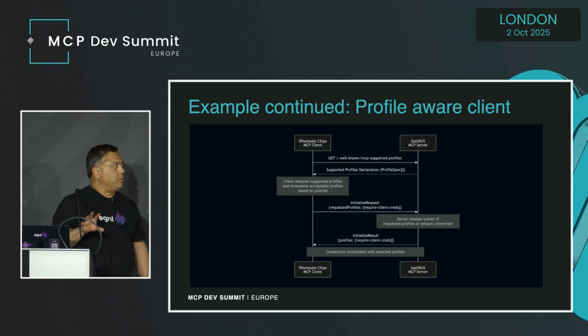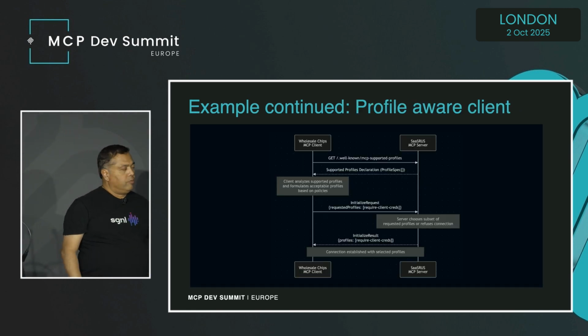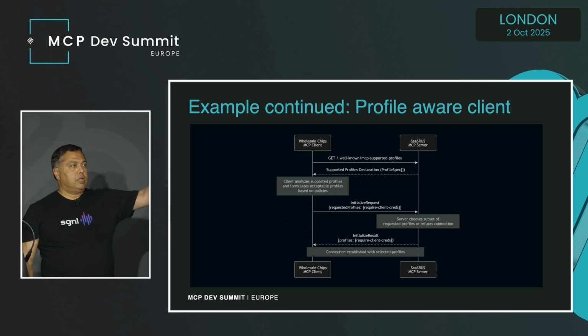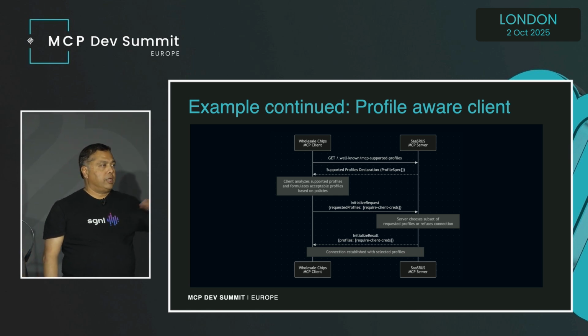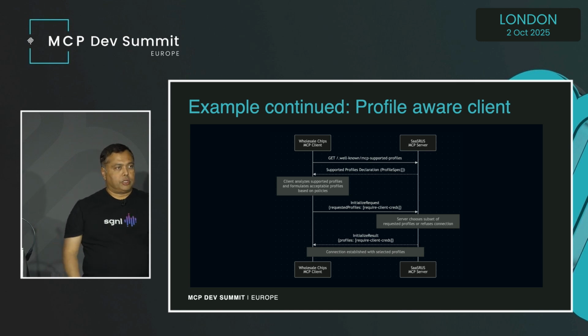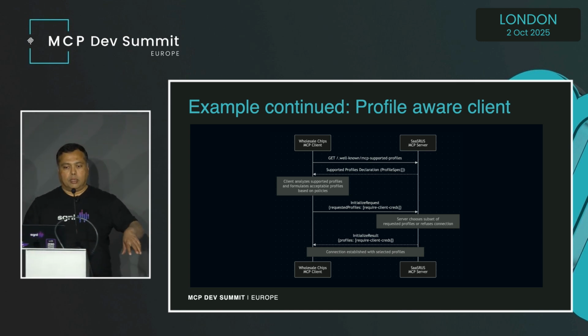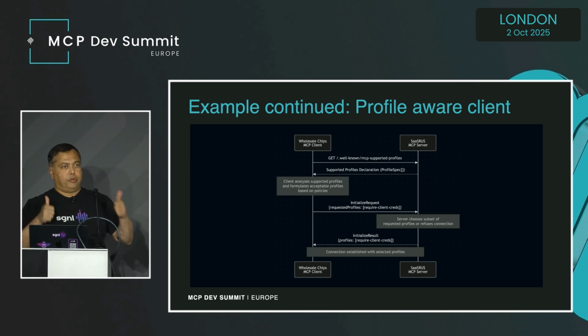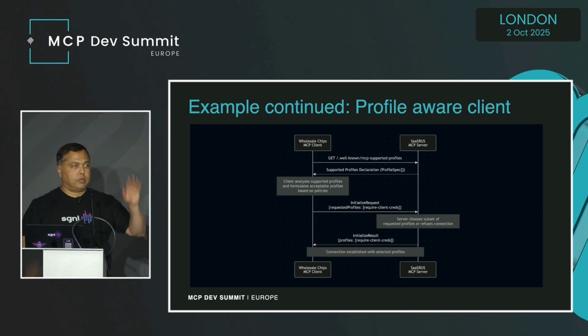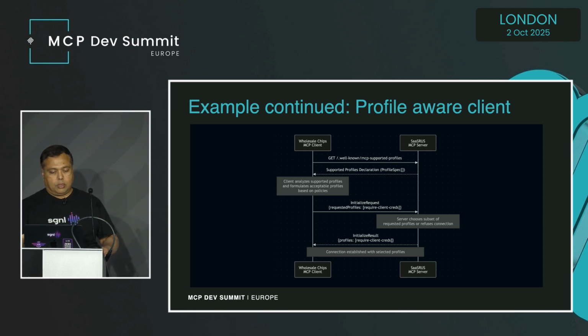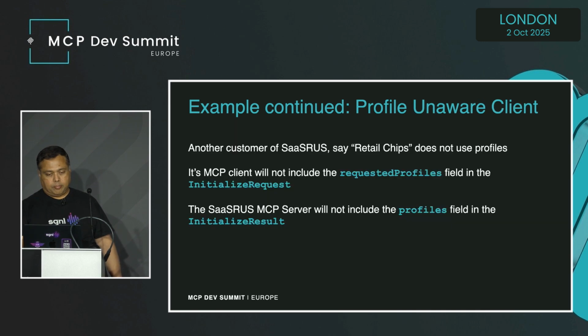And so this just gives you an example of the flow, which is you first discover the profiles supported, you get the list of profiles supported, then you put that in your requested profiles in the initialize request, and you get back the initialized result with the supported profiles. If you like the profiles that are supported in the result, you continue, otherwise you drop the connection. If the server doesn't like the profiles you're requesting, the server can just drop the connection, right? So it's enforced in both ways.